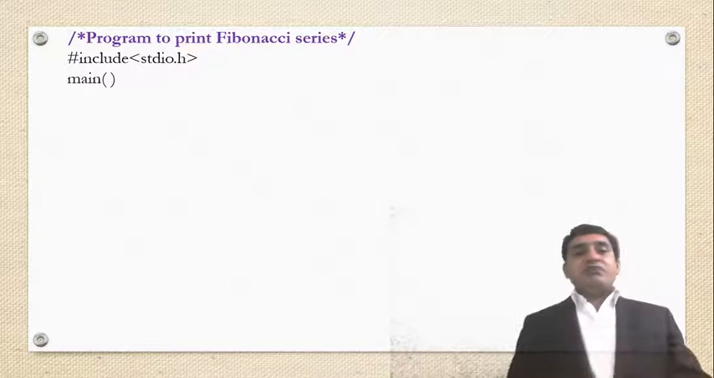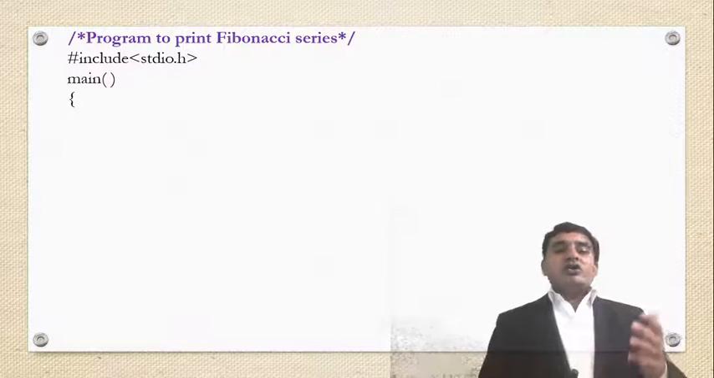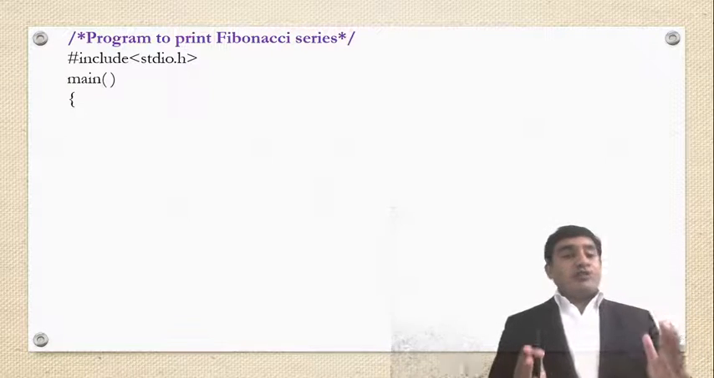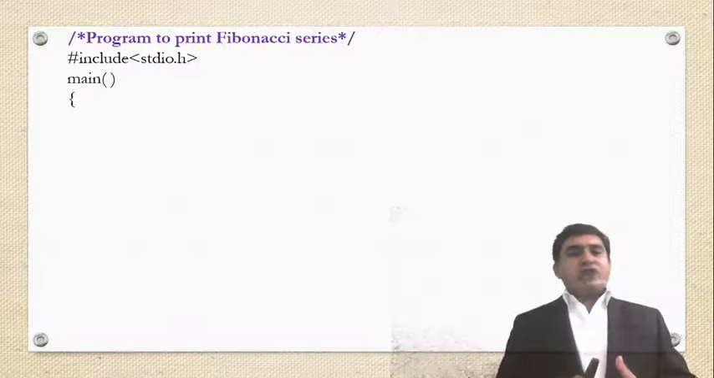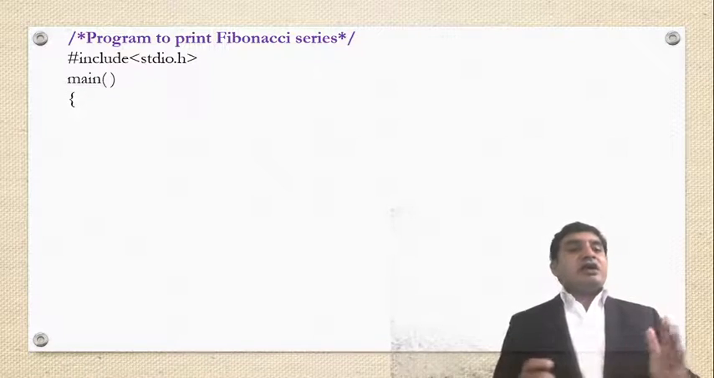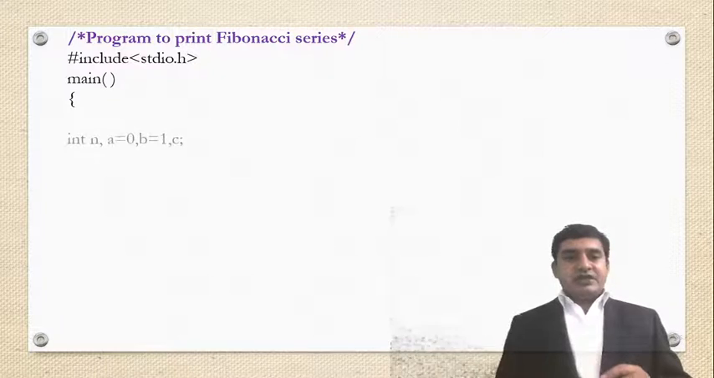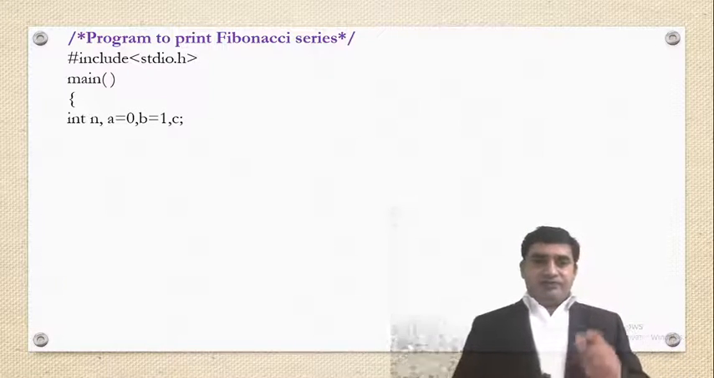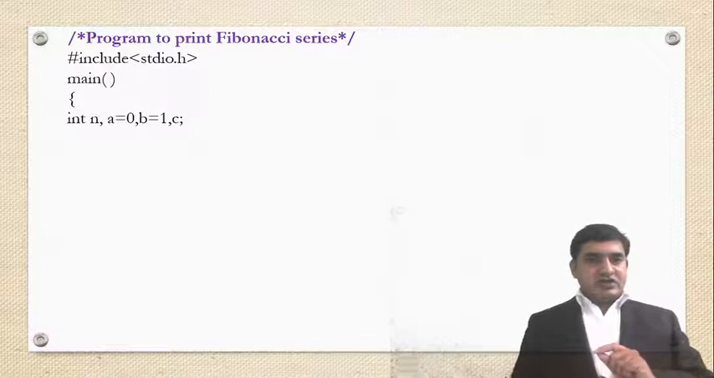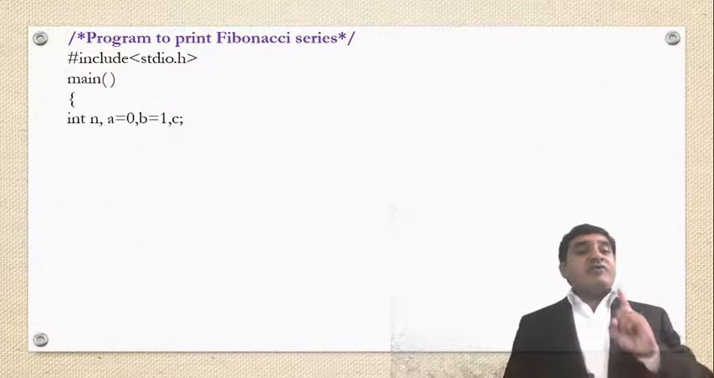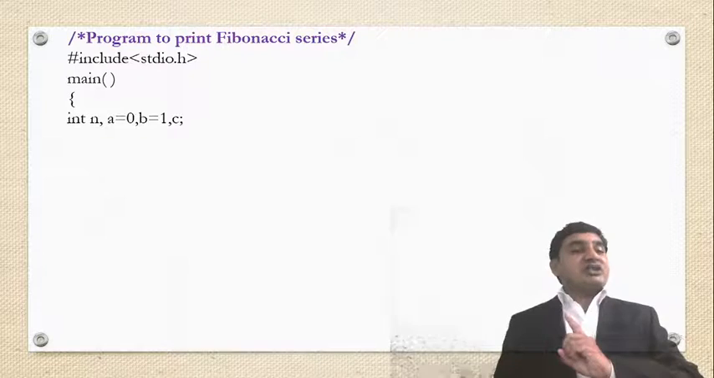Next is the main function. After the main function, there is the body of the program. The body of the program is in a pair of curly brackets. This is the opening curly bracket. Next, int n; n is an integer. Then a is equal to 0. This is the first term of the Fibonacci series.